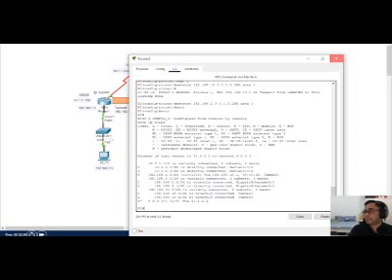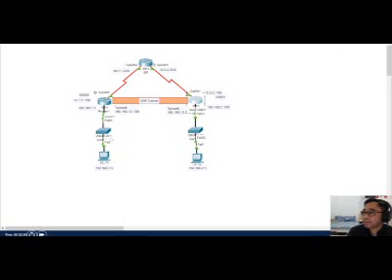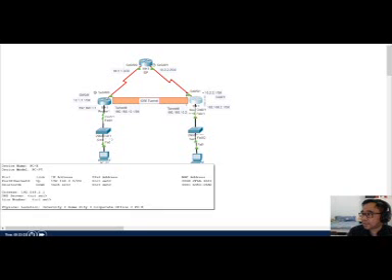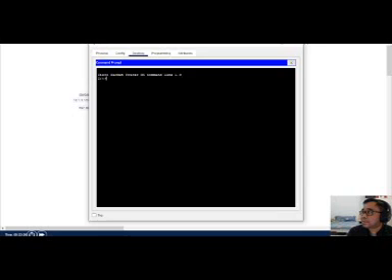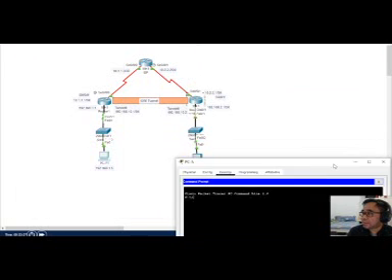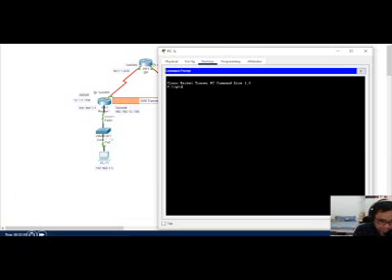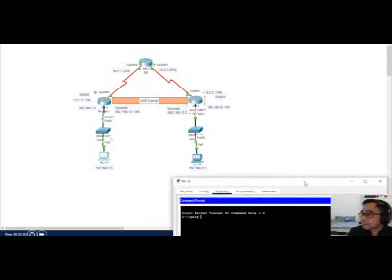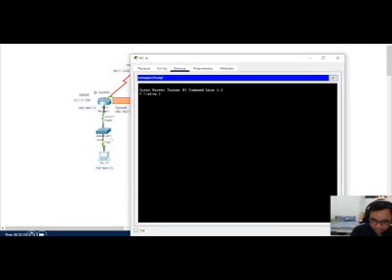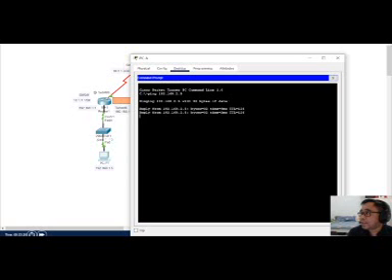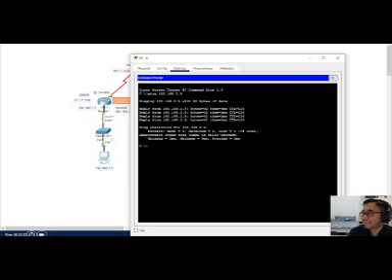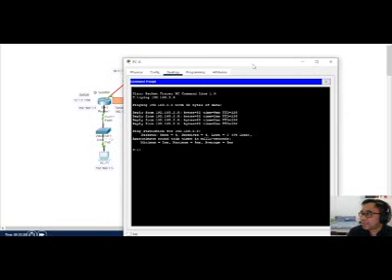Okay, so let's try to ping from this PC to this PC. Which one are we going to ping? Ping 192.168.2.5. Yes, so it's replying. Okay, yeah, so we have successfully connected.